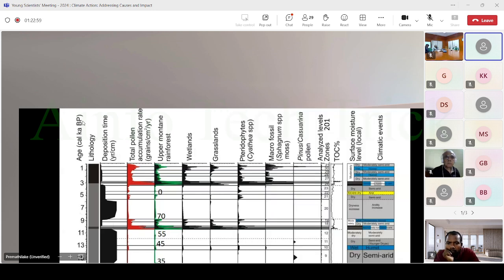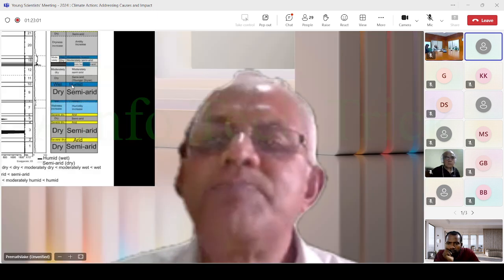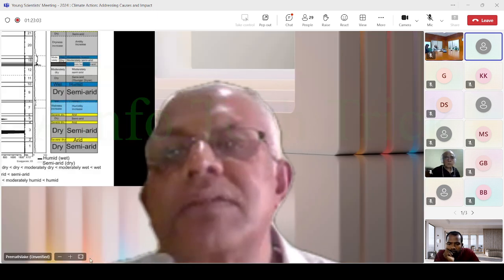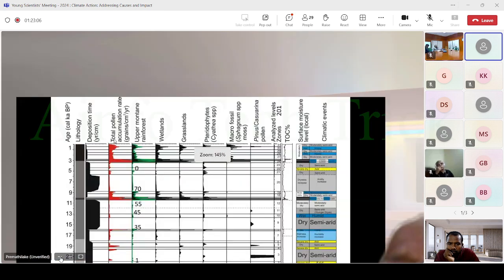So this is the accumulation rate. In the opposite, the accumulation rates. And then the next column tells us the total pollen accumulation rates. And then the next column tells us how the upper montane rainforest is changing. You can see here, per cubic centimeter, how many pollen grains are in each level, and what the changing pattern is.